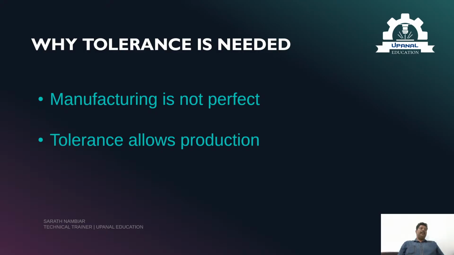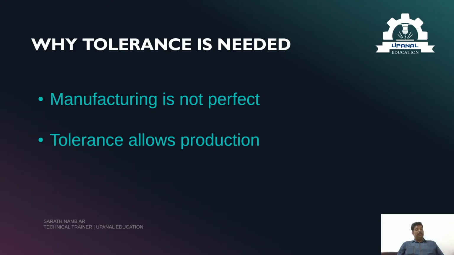Now, why is tolerance needed? Imagine a factory where tolerance is not allowed. If the drawing says 10 mm, that means the product which the company manufactures should be exactly 10.000 mm. If it is 10.001 or 9.999, those pieces are rejected. Only parts that are exactly 10.000 mm will be accepted. Everything else will be rejected.